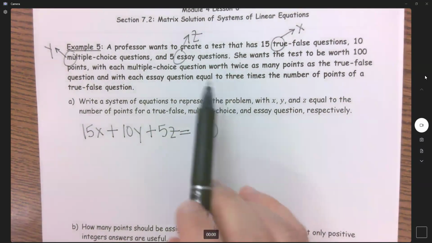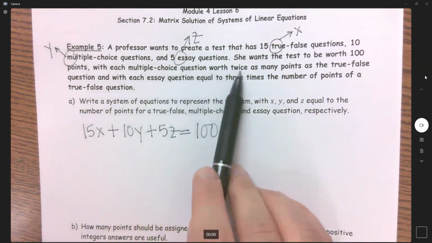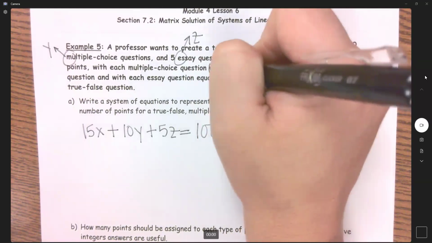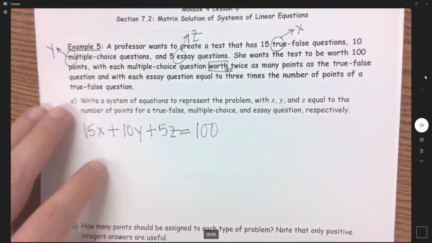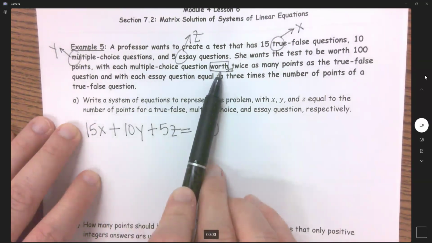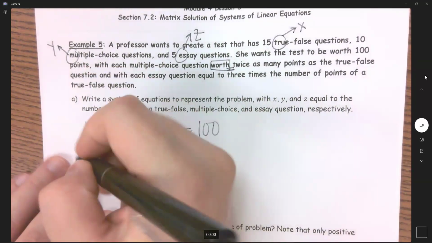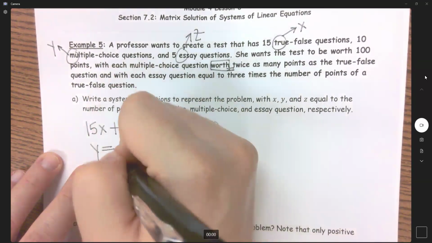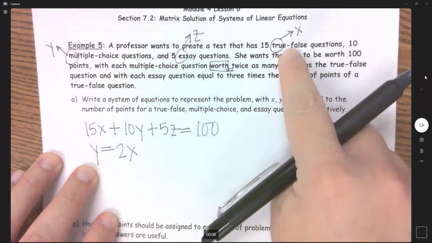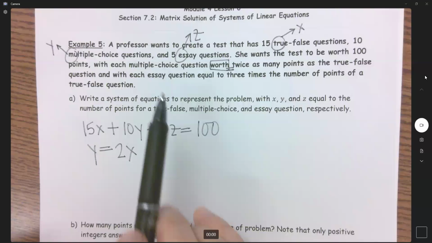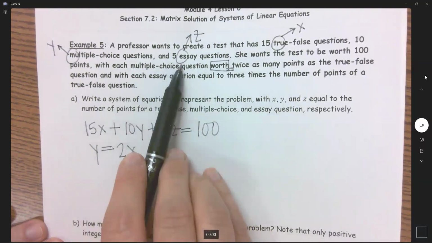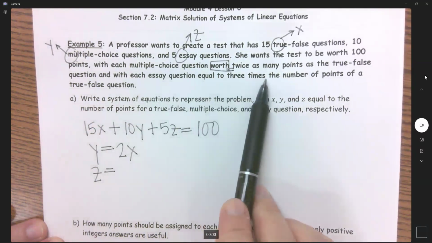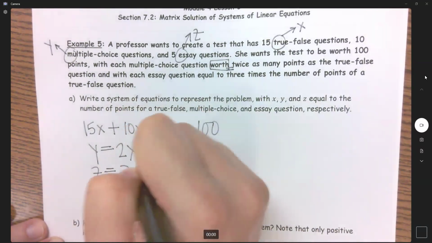It goes on to say each multiple choice question is worth twice as many points as the true false. So there's my equal sign. If multiple choice is worth, we have y equals twice as many points as the true false. Twice is going to be a 2x, since my x is my true false. And then we have each essay question equal. So essay is z. Z equals 3 times the number of points as a true false, which is again x. So 3x.